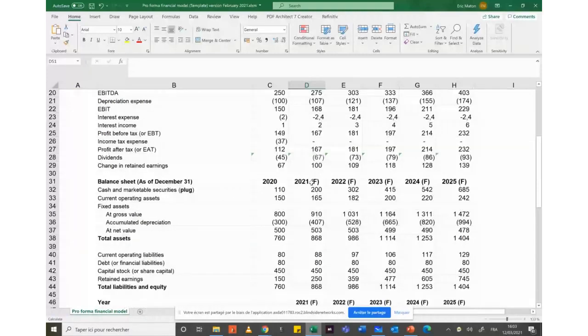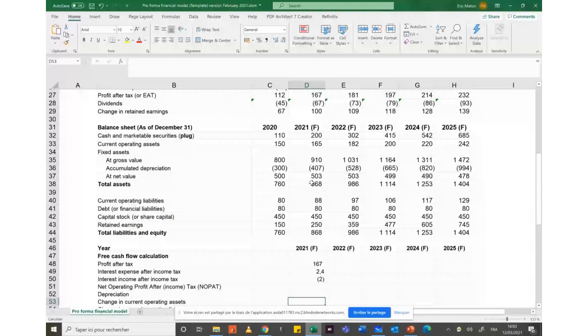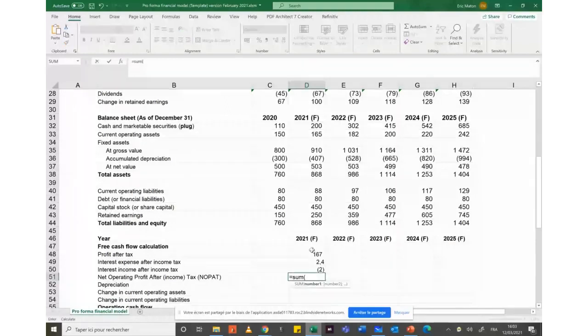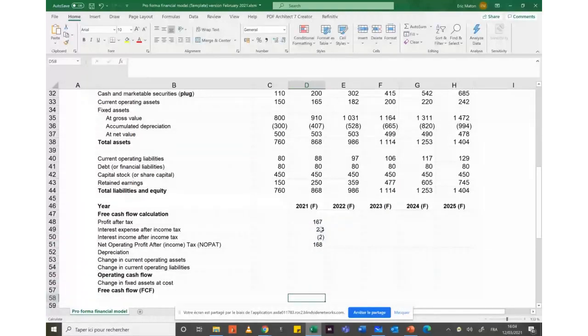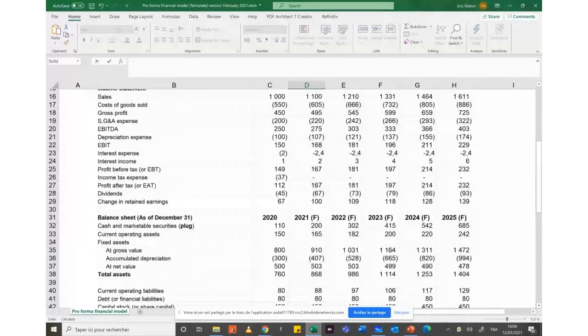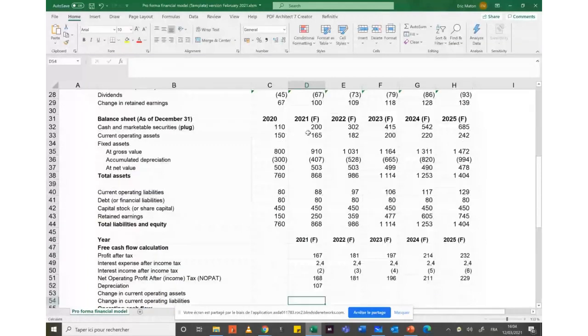So the NOPAT, it's the net profit plus the interest expense after income tax minus interest income after tax. It's another way to calculate the NOPAT, is to start from the net profit and to eliminate the financial profit. Now I need the depreciation expense in order to eliminate the non-cash expense. So plus the depreciation expense.